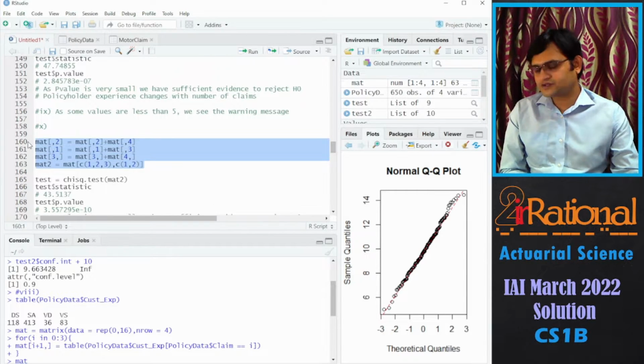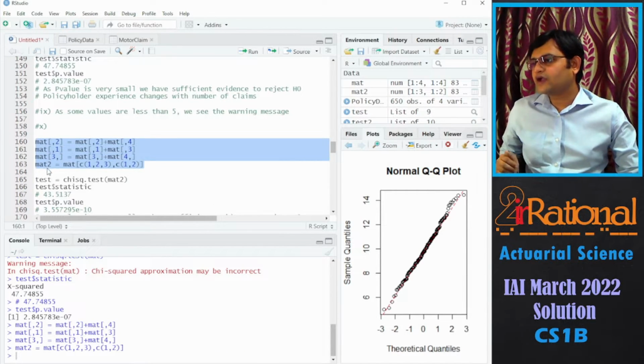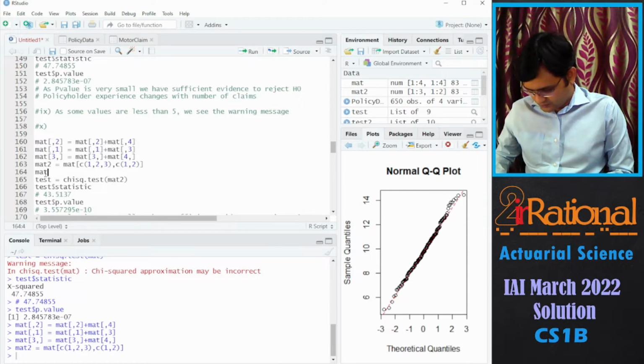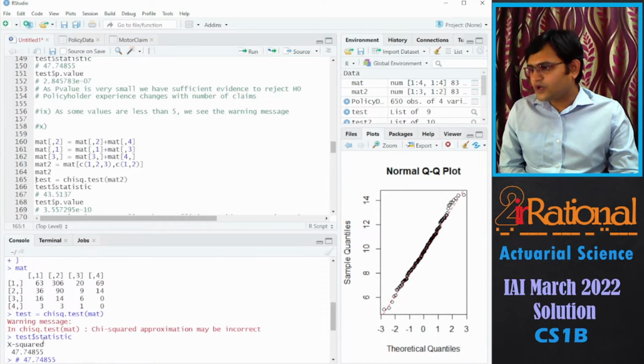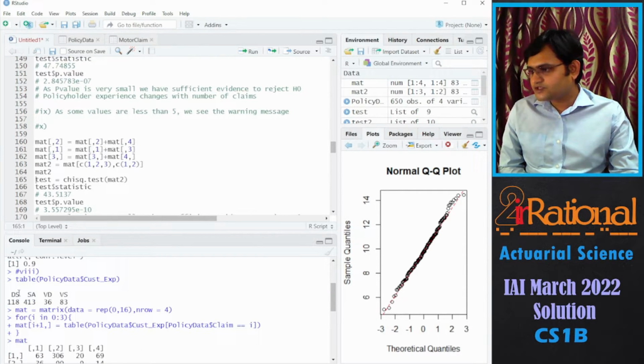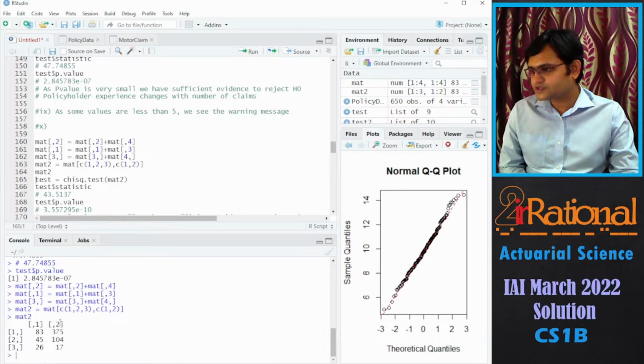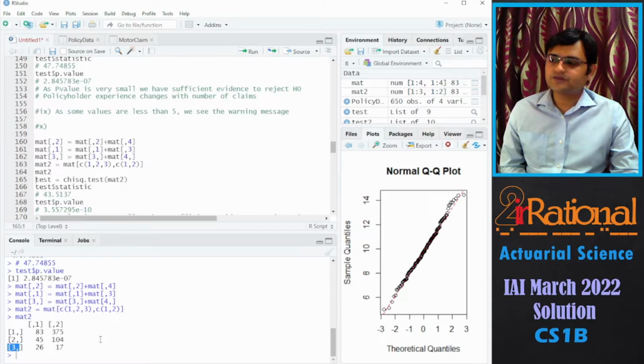Now let me run this. Okay, and you can see MAT2. Matrix 2, here you can see now we have only two columns. First column is DS plus VD, and SA plus VS would be our second column. Okay, so dissatisfied and satisfied customers. Then we have 0 claims, 1 claim, and 2 and more claims here.